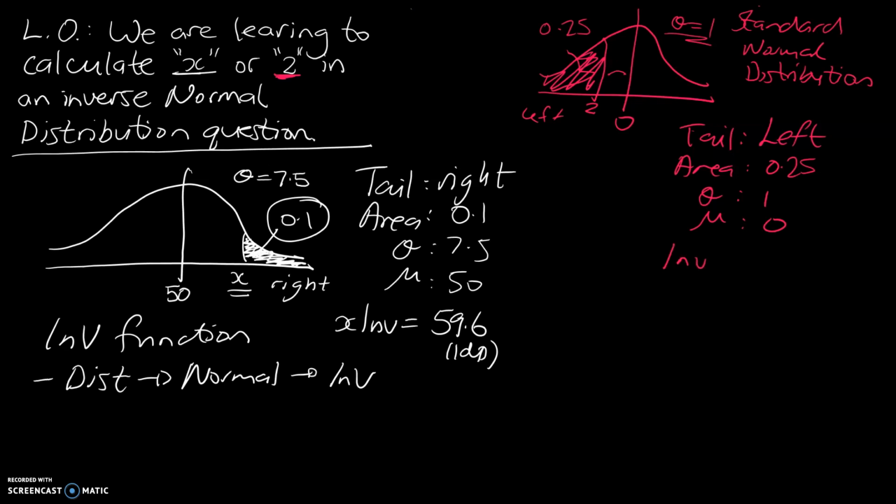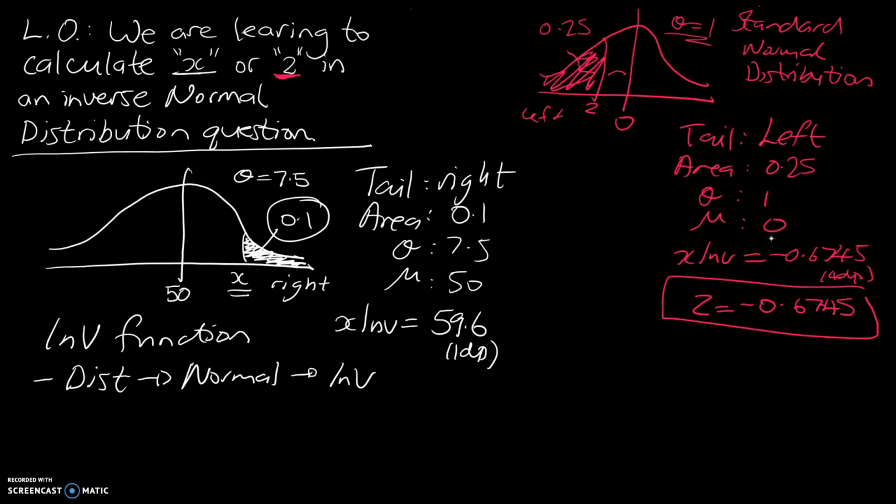If you put that into your calculator, the x inverse value is going to be equal to negative 0.6745, and I've rounded that to 4 dp. And that means the z value is equal to negative 0.6745. And that skill is very useful for the mean and standard deviation questions, which will be covered in the next video.